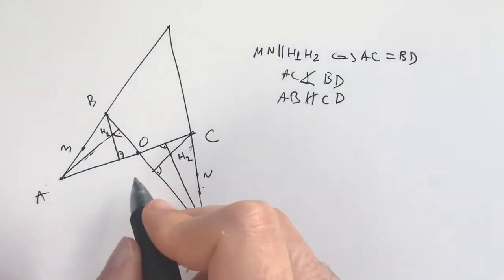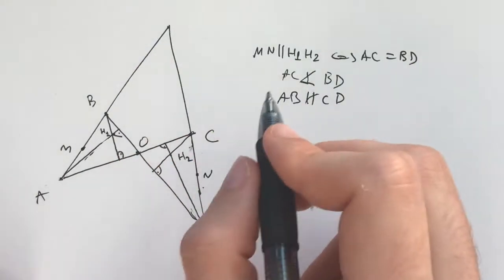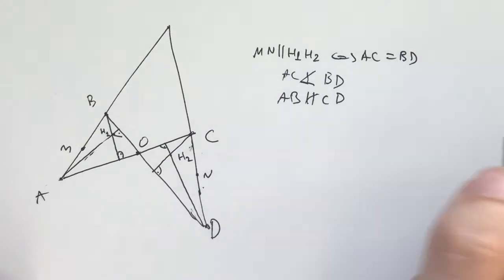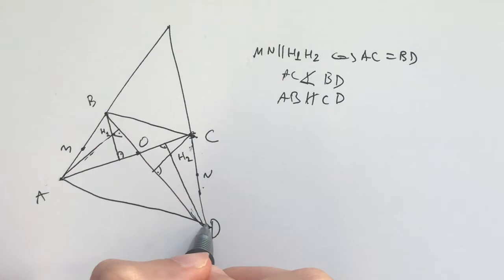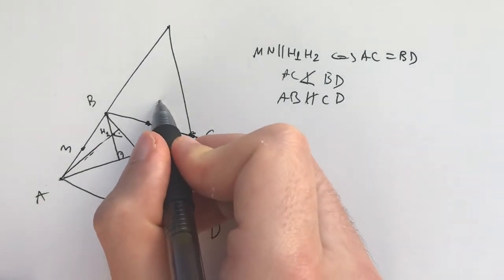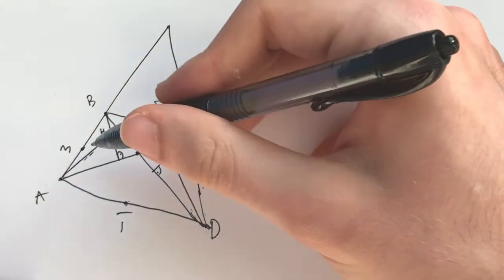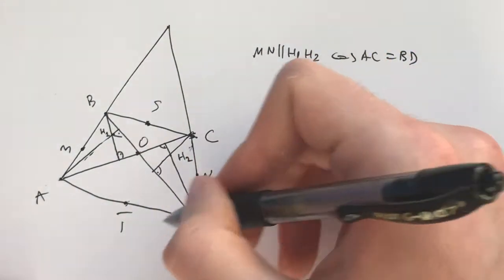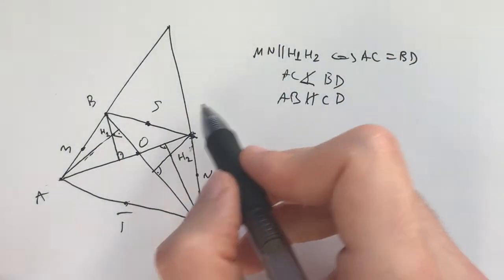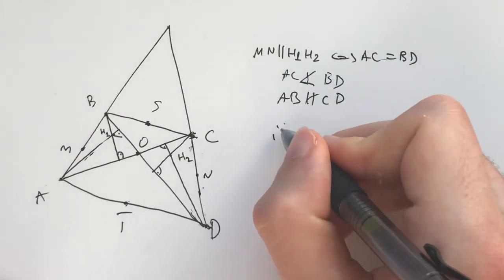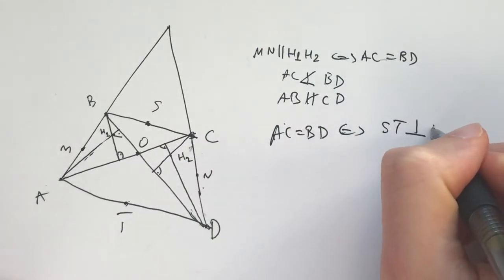So first thing, what's generally useful in competitions is that you write down everything you know about the problem. So for me, when I was doing this at a practice exam, I took the midpoints of AD and BC, let those be S and T, and then because I have these midlines, I know that SNTM is a parallelogram, and AC is equal to BD if and only if ST is perpendicular to MN.